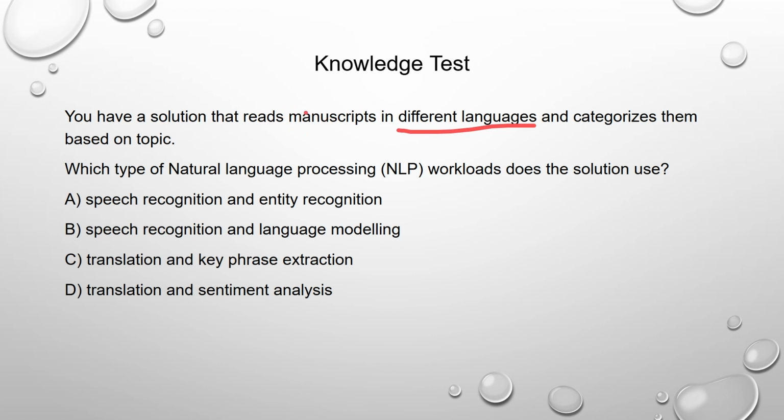So to translate text into different languages, we have to use the translation service. And again, we have to categorize them based on the topic. So we have to extract the key phrase and then only we can categorize them based on the topic. So the correct answer is option C, translation and key phrase extraction.